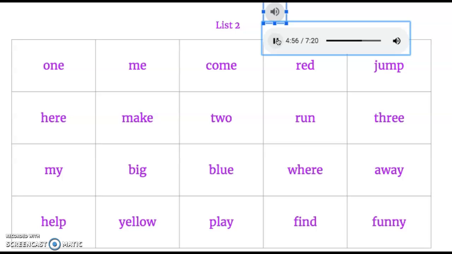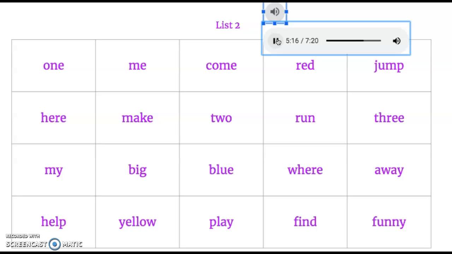Next word is away. Away. In this word, the A says u, the W says w, and the AY is a vowel team, so it says A. u, w, A. A sentence we could use is, my aunt lives far away.